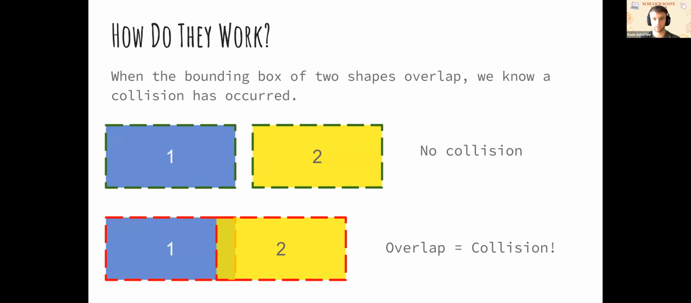When the bounding boxes of two shapes overlap, we know a collision has occurred, right? You can see here that we have two rectangles, 1 and 2. Obviously, they're not colliding, they're not touching, but once they overlap, we know we've had some type of collision occur, right?